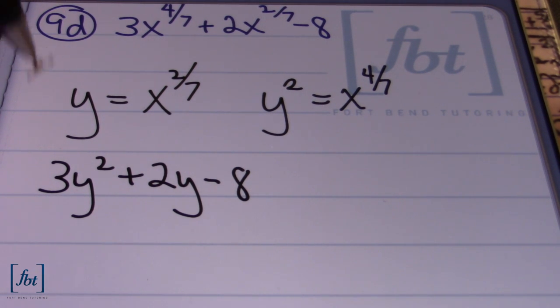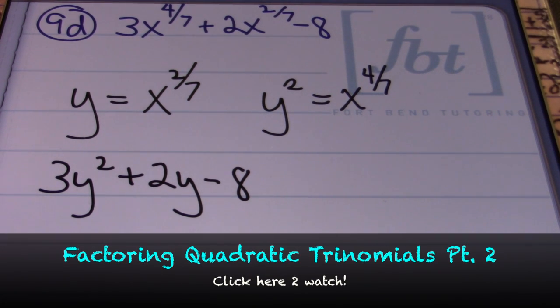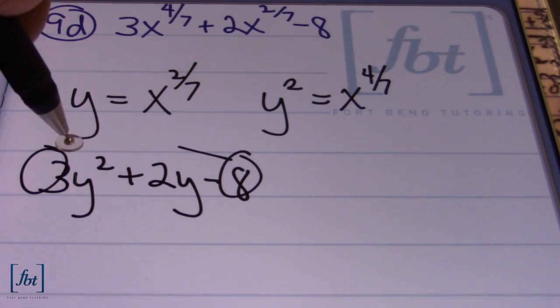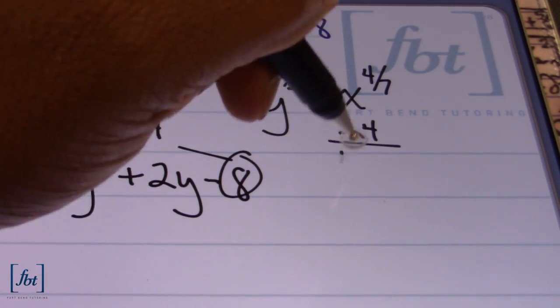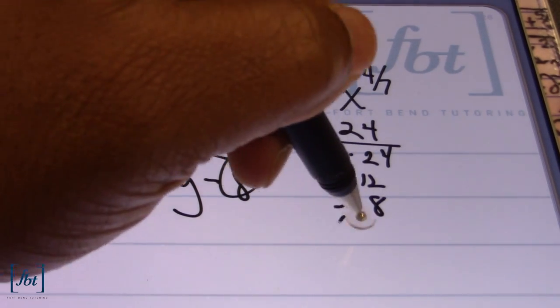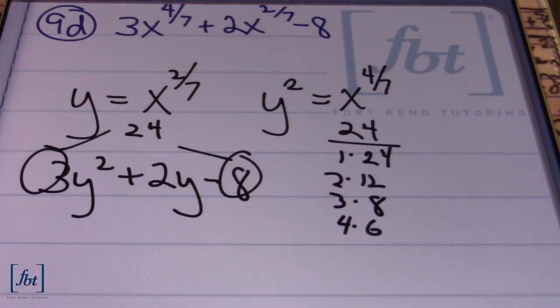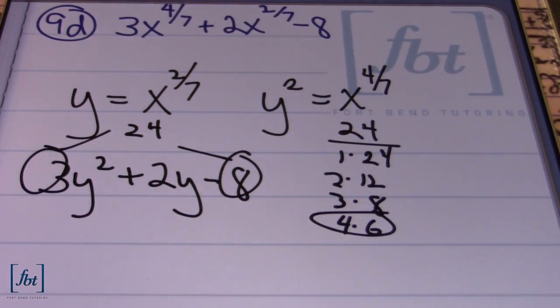And so I'll be factoring this using the same method that I showed you guys in factoring quadratic trinomials part two. Check out this link right here. So let's carry on then. If you multiply 3 times 8, you'll get 24. Looking at factors of 24, I have 1 times 24, 2 times 12, 3 times 8, 4 times 6, and I'm looking for 2 factors of 24 that'll subtract to give me 2. That's 4 and 6.